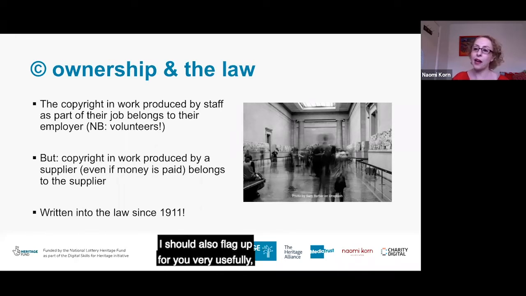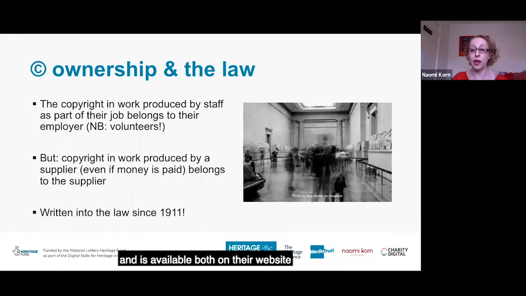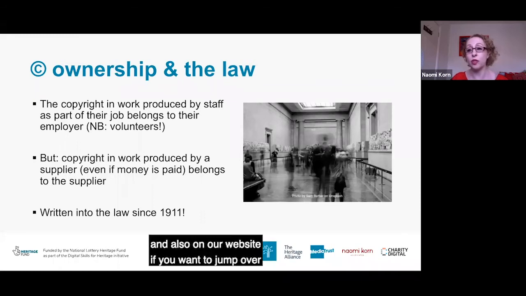I should also flag up for you very usefully that we have done considerable amounts of work on the relationship of volunteers to copyright and data protection. This was funded by the Museums Development Yorkshire and is available both on their website and also on our website if you want to jump over and have a look and see what we've said about that.